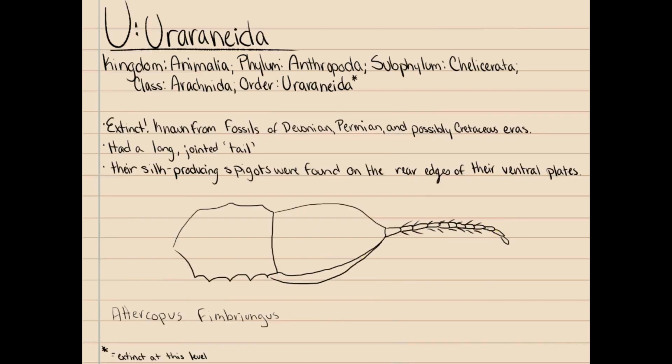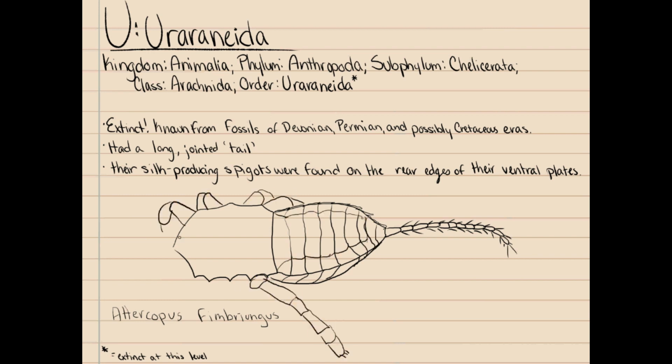U is for Uraniidae, a long-extinct kind of arachnid. Think spiders with tails.